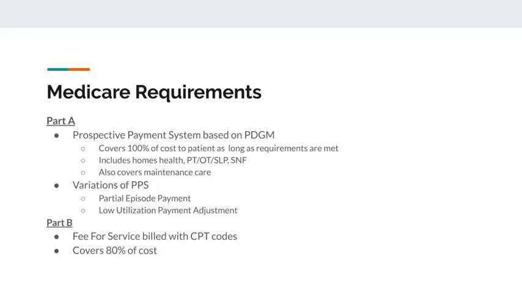Medicare Part A also covers maintenance care, and there are a couple of variations. Partial episode payment: if they start home health care with one company and then switch to another company, they split that fixed payment. Low utilization is if the patient is seen 4 times or less. And then Medicare Part B is fee-for-service and covers 80% of the cost to the patient.